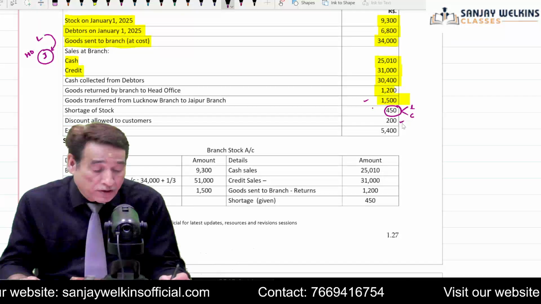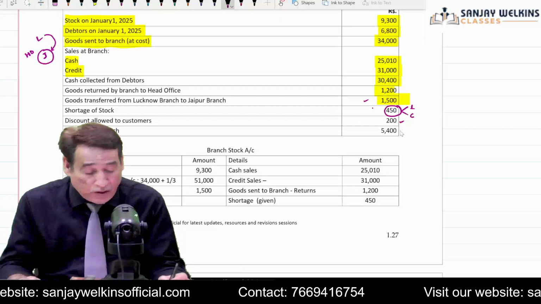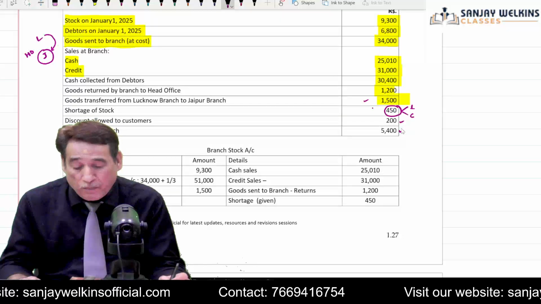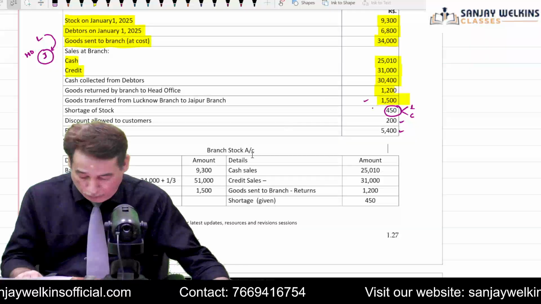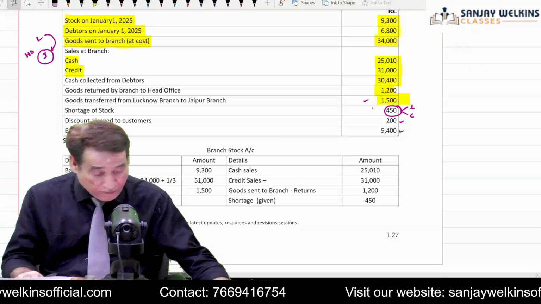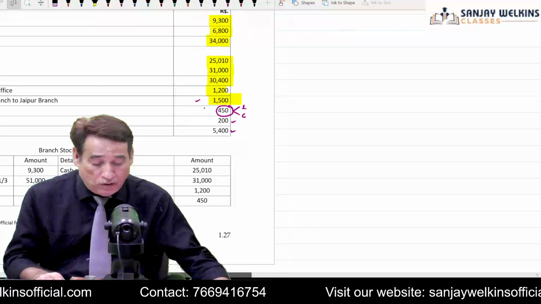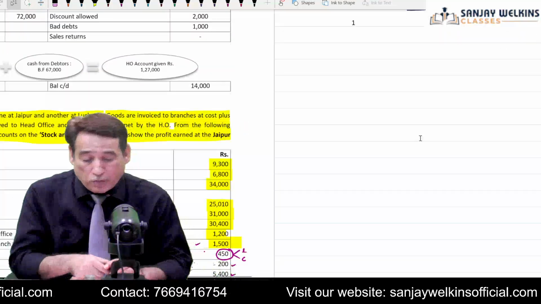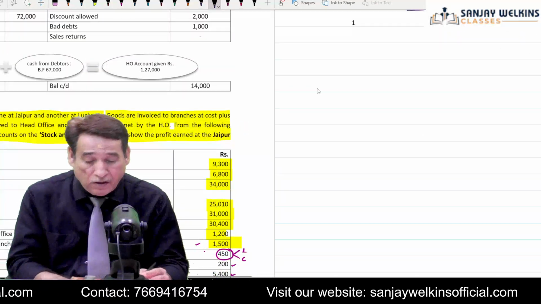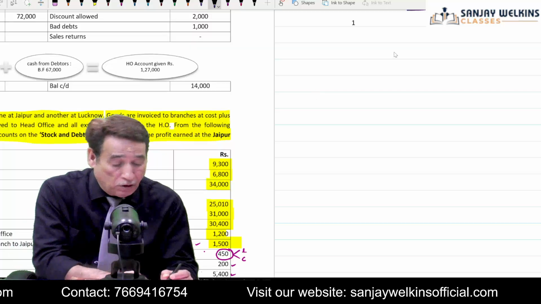Discount allowed to customers, debtors and P&L. Expenses at branch, of course, in the P&L. So this is how you are going to do this particular question. It should not be a big problem for you. Okay. So we will do this particular question, correct? This is your branch stock account.